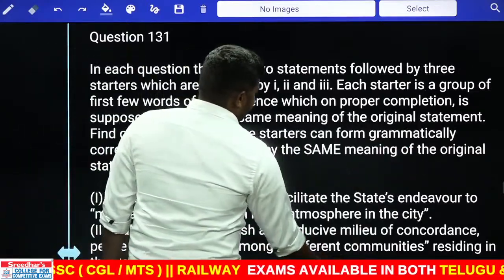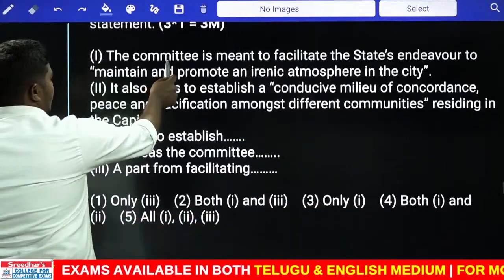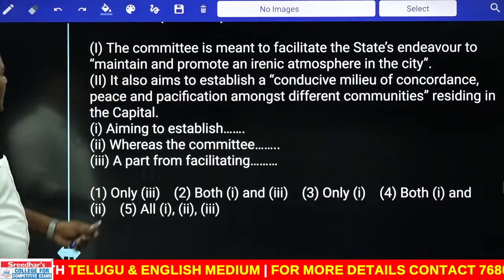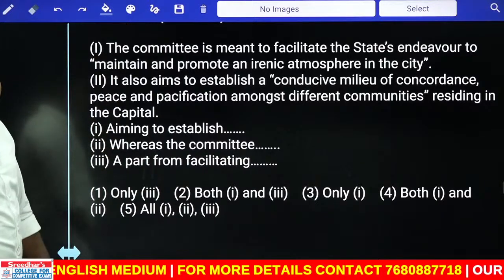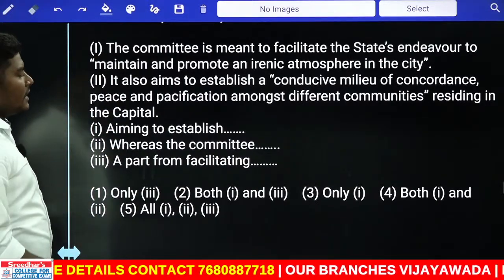Next. Starters, let us look at this. We have two sentences given and three starters. As you already know, this is the important one. This will decide your exam, okay?